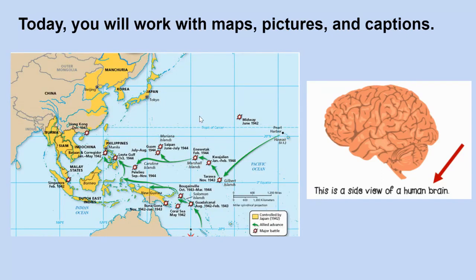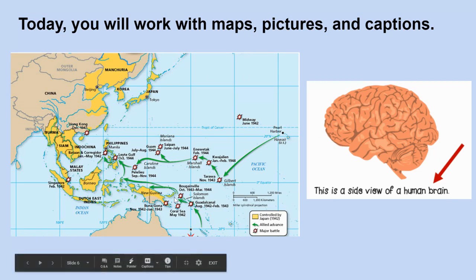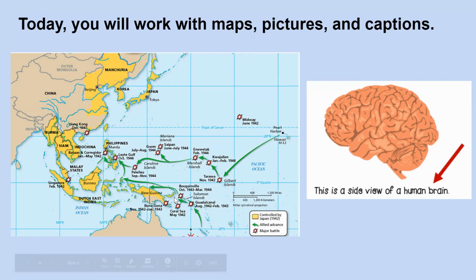Today in your work, you're going to begin reading about the Titanic, and you're going to be looking at some text features. You're going to see maps, pictures, and captions. So we can review. We have a map here. This is a map we saw when we were studying island hopping with World War II. This map showed us how the Allies continued to advance from island to island as they got closer into Japan. And this picture over here, reminder, showed us the brain, and the caption let us know what we were looking at.